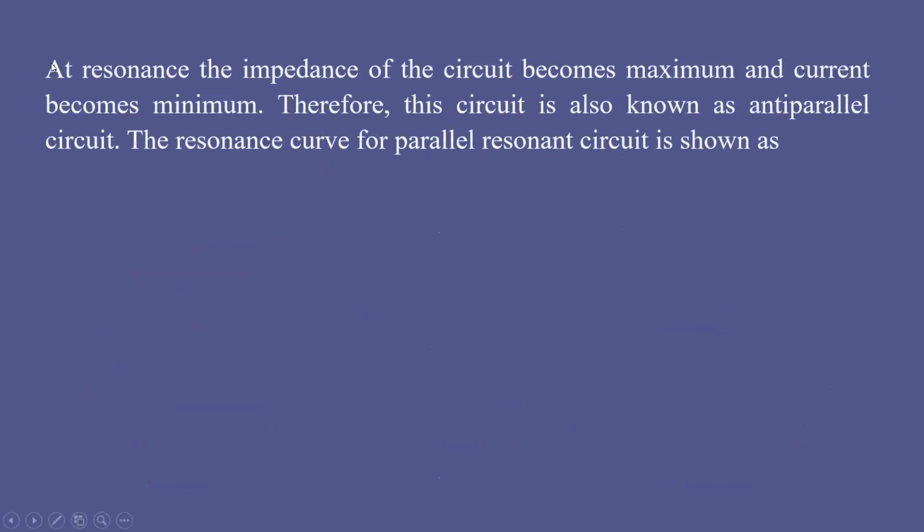At resonance, what will happen? In a parallel resonance circuit, it is reverse. At resonance, the impedance of the circuit becomes maximum and current becomes minimum.